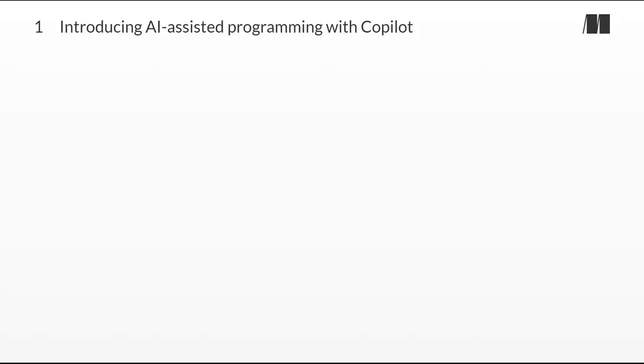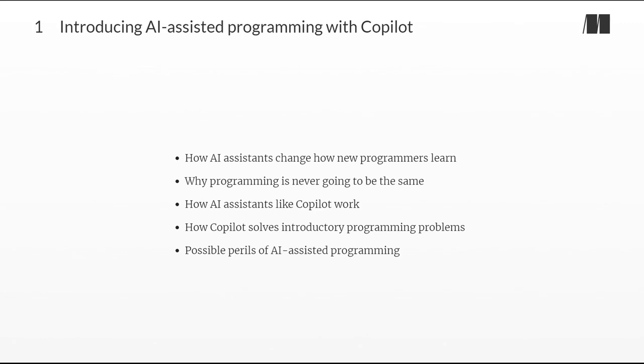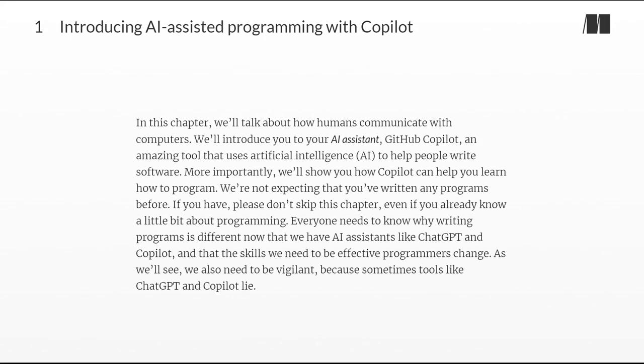Chapter 1. Introducing AI-assisted programming with Copilot. This chapter covers how AI assistants change how new programmers learn, why programming is never going to be the same, how AI assistants like Copilot work, how Copilot solves introductory programming problems, and possible perils of AI-assisted programming.